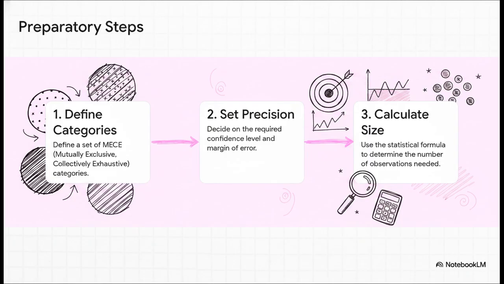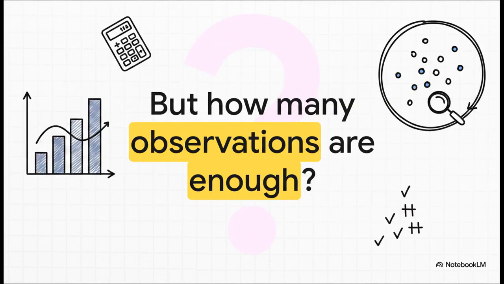It just means that every activity you see fits into one and only one category, and all the categories together cover everything that could possibly happen. No gray areas. Next, you set your precision goals. How sure do you need to be about your results? And finally, based on that, you calculate your sample size, the exact number of observations you're going to need to take. And this is the question that gets everyone. How many observations is enough?